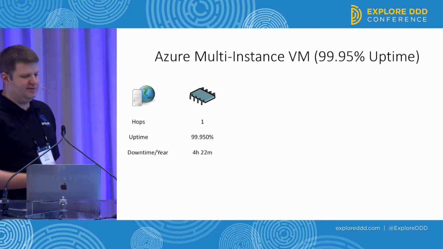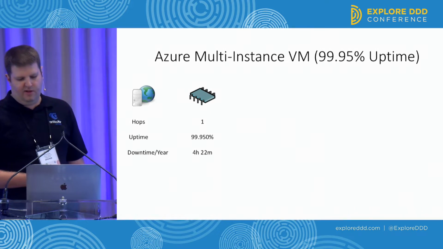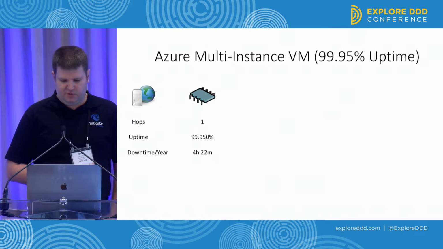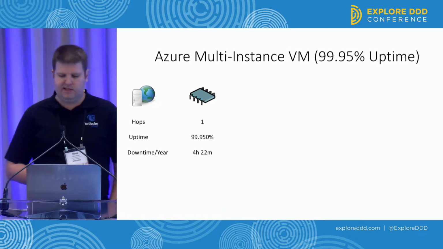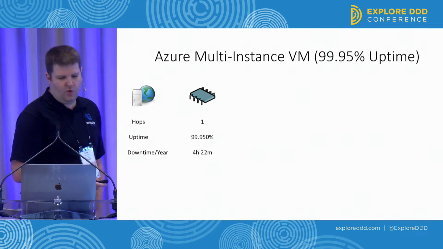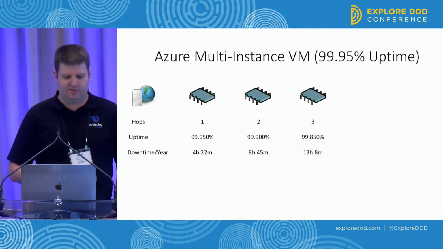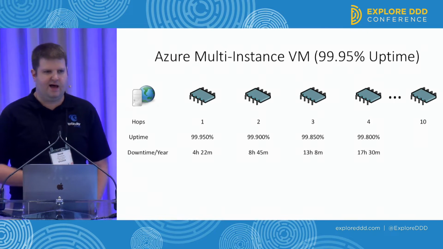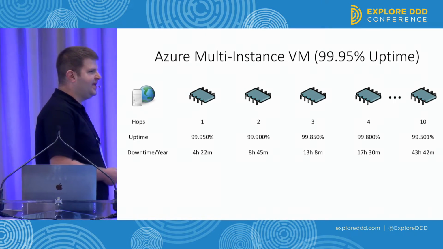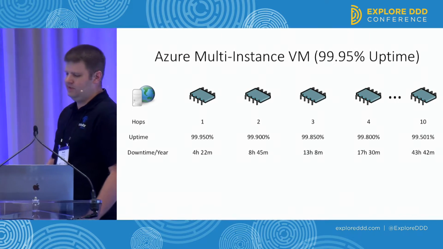I like going further. So let's try what you get with an Azure multi-instance VM. Microsoft says for all virtual machines that have 2 or more instances deployed in the same availability set, we guarantee you will have virtual machine connectivity to at least one instance at least 99.95% of the time. So with 1 hop, that's 4 hours and 22 minutes of downtime already. You start to escalate that to 2 hops, 3 hops, 4 hops, 10 hops. You're down for an entire 2 days, almost. It's like a whole weekend, or 2 business days. If those 2 days are like Black Friday or something, you're really kind of screwed.